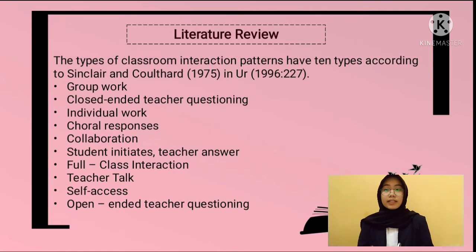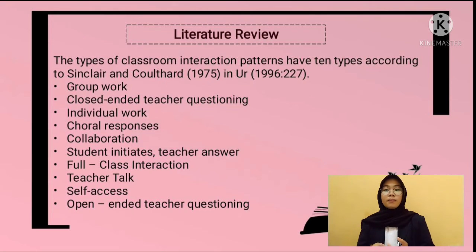And seventh is full class interaction. It's a type of classroom interaction pattern where the teacher gives a topic and then the students must discuss it. And the eighth is teacher talk. It's a type of classroom interaction pattern where the learning process is dominated by the teacher.